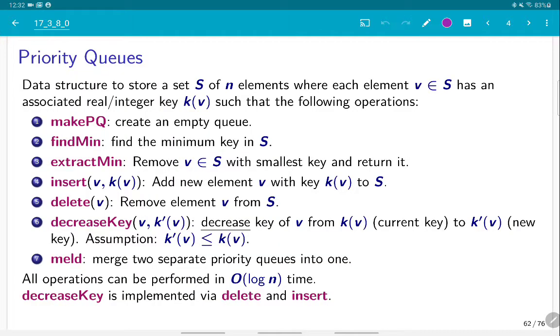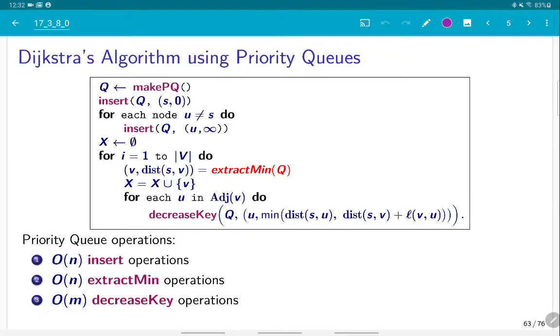which is kind of useful in implementing the other operations. The naive implementation of decrease key is done by insert and delete. Sorry, the other way around: you delete and then you insert. But with some of those data structures, you can also do it somehow directly.